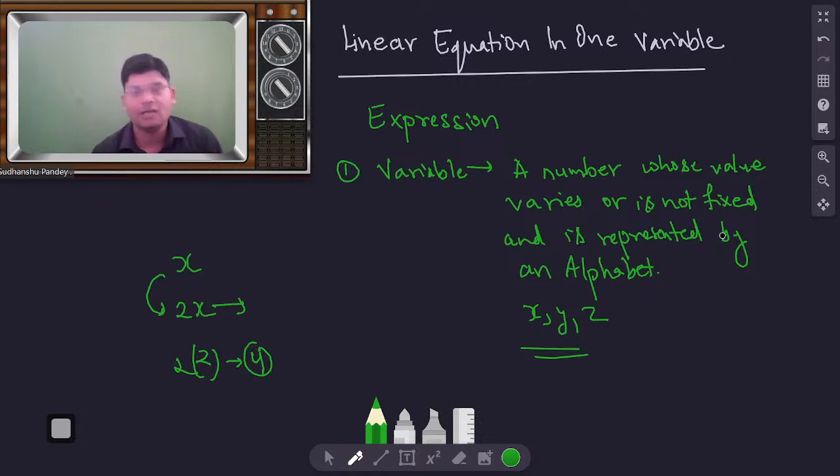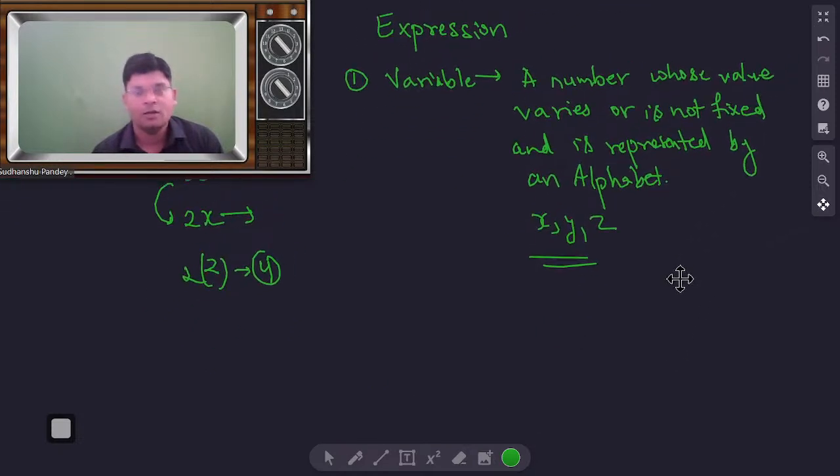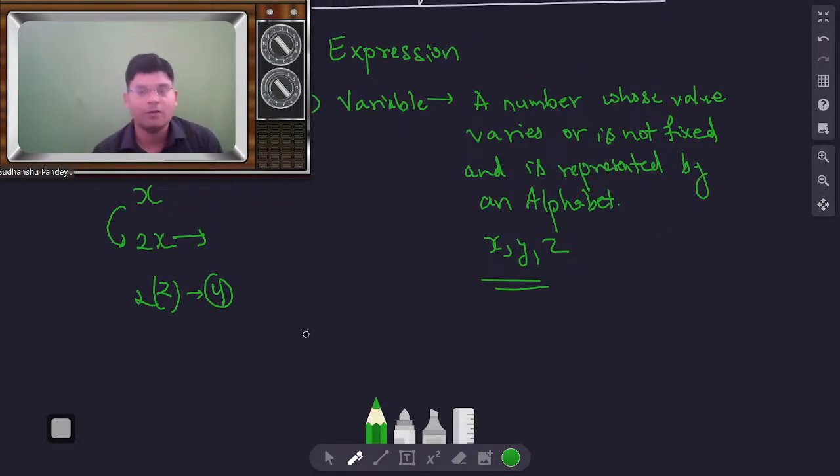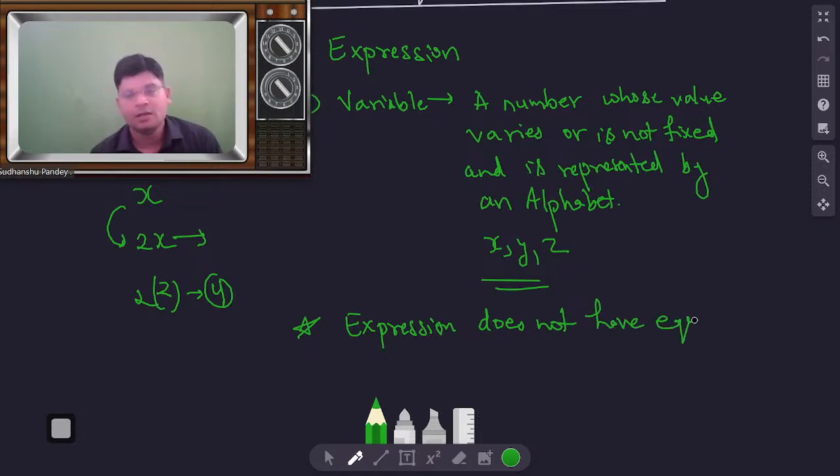Please write it down if you want to write it. I hope that whatever I'm writing, you all are writing. So an expression does not have which sign? Equality sign. It means this sign is not there.